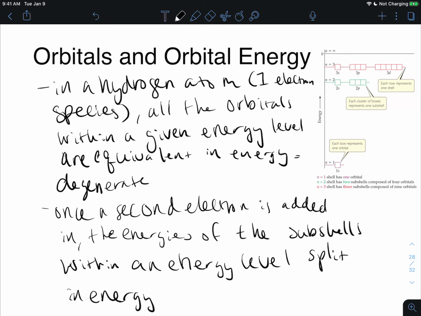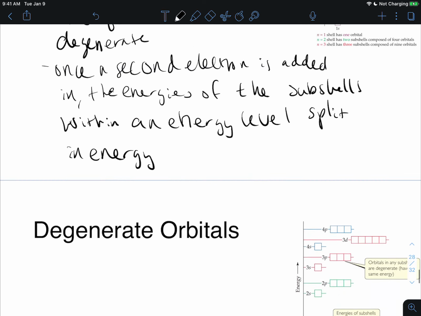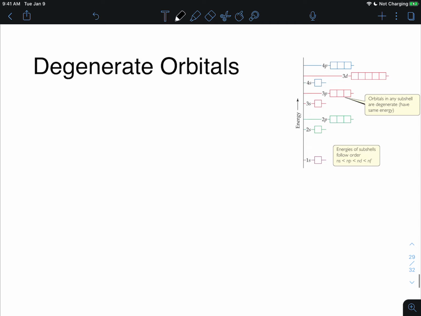While in a given shell in a hydrogen atom, such as n equals 3, 3s, 3p, and 3d, all of the subshells, all of the orbitals will have the same energy. But once you add in an additional electron, you get additional repulsions, and that causes your 3s subshell to be a different energy from your 3p subshell, which gives you a different energy from your 3d subshell. So we lose degeneracy when we add in that extra electron.